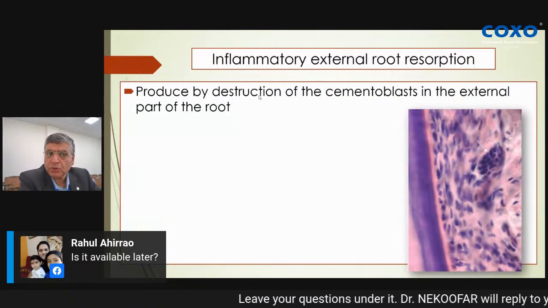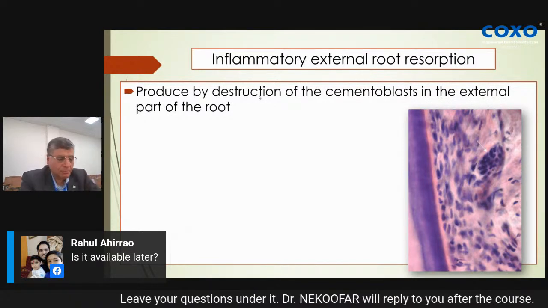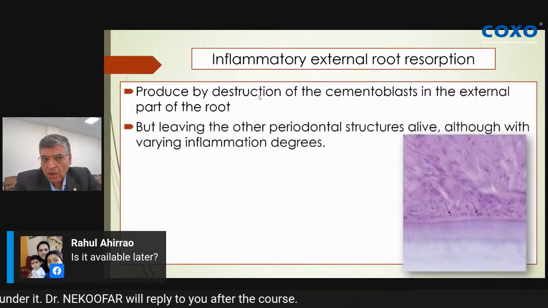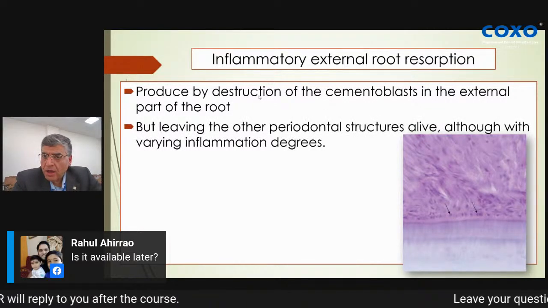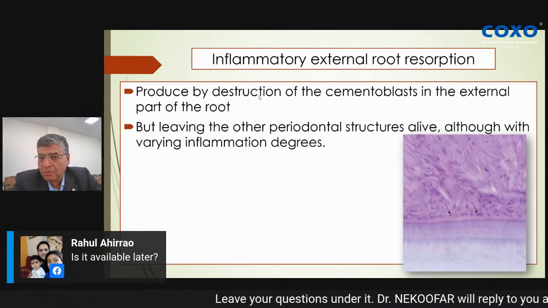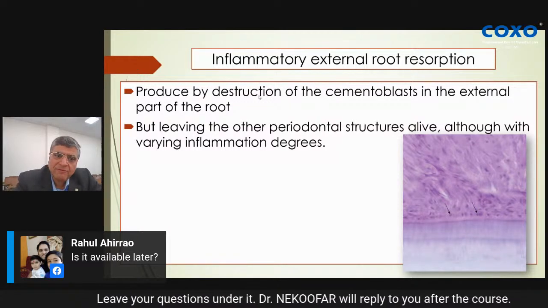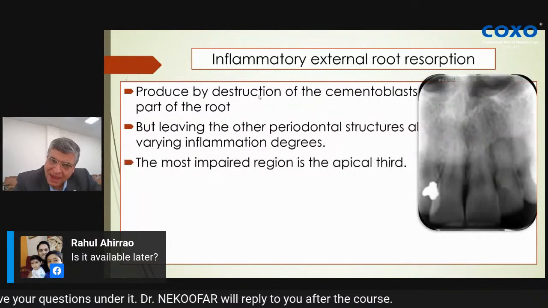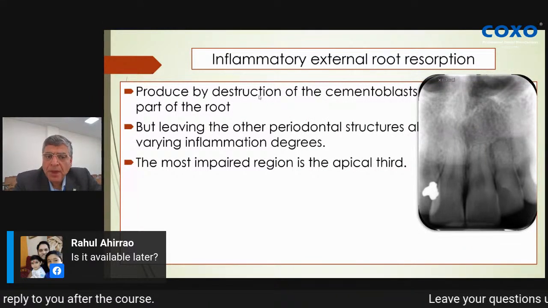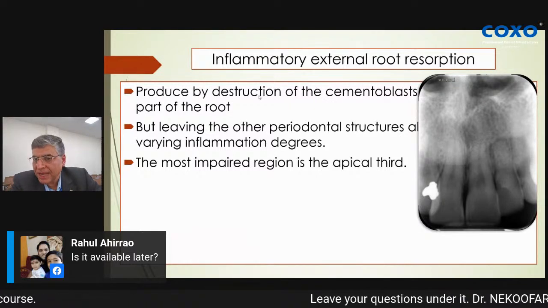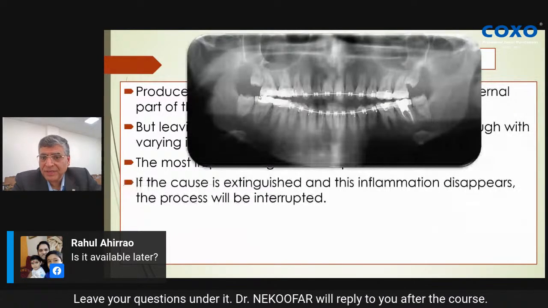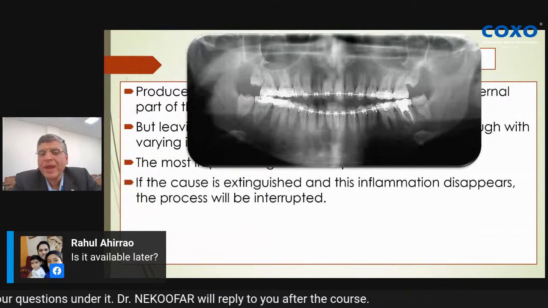Let's have a look. This is produced by destruction of cementoblasts in the external part of the root. However, when it happens, other parts and other structures of the periodontium are alive, although with varying inflammation decrease. So we may have inflammation decrease, but they are alive. The most impaired region is the apical third, as you can see in these images. And if the cause is extinguished and this inflammation disappears, the process will be interrupted.